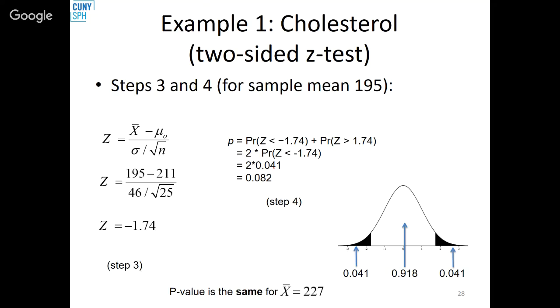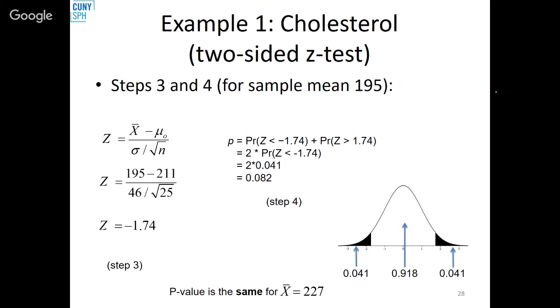And the p-value is actually the same for 227. It was just a positive z-value instead of a negative z-value. So the point there was just that under these two-tailed tests, the p-value is the same whether you're a certain amount above the null mean or below the null mean. It's only the absolute value of z that matters.